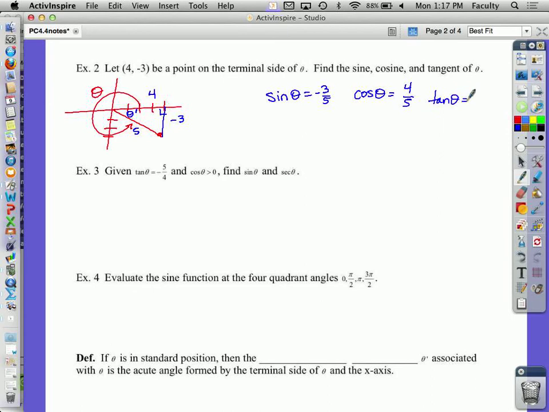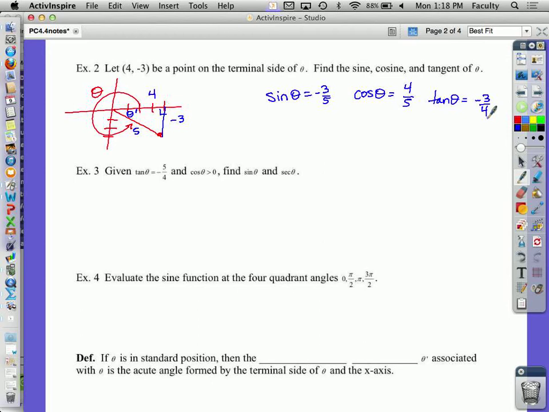And then tangent theta is negative 3 over 4, and that makes sense because tangent is negative there. Okay? All right, and then something I just love about pre-calculus and trigonometry is that it's not so black and white in terms of, oh, you just do this. It's a lot of analyzing and thinking things through.